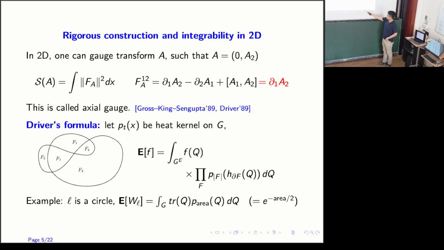What is the density in this integral? Okay, it's a product of heat kernels on the Lie group. Here F is the set of faces. For example, in this example, there are 5 faces. So this is just a product of 5 heat kernels on the Lie group. The heat kernel has a time and an x. So what is the time? The time here is just the area of this face.